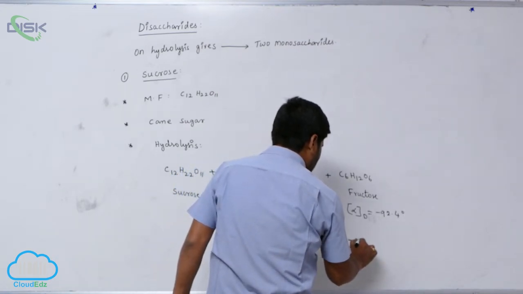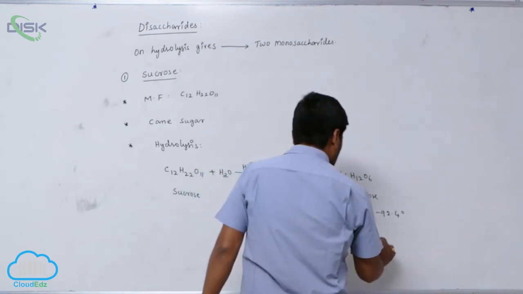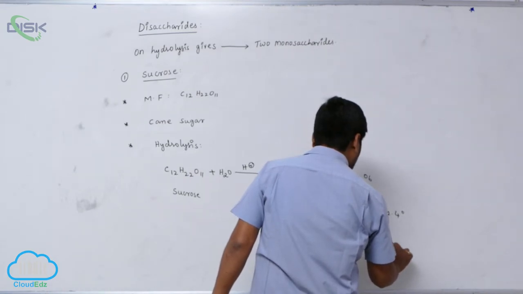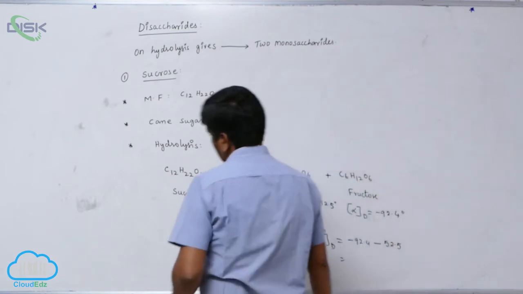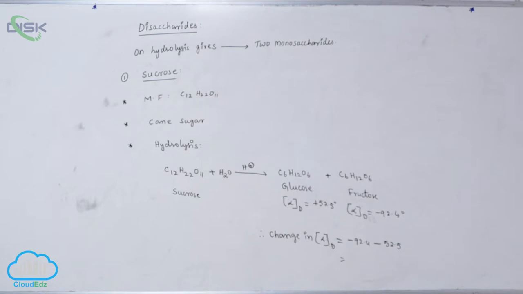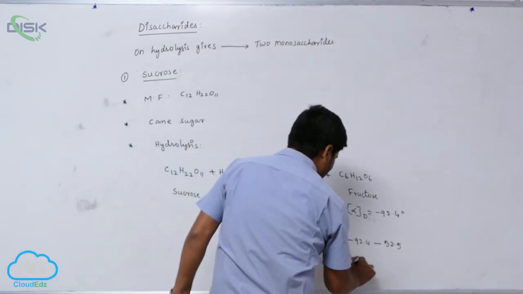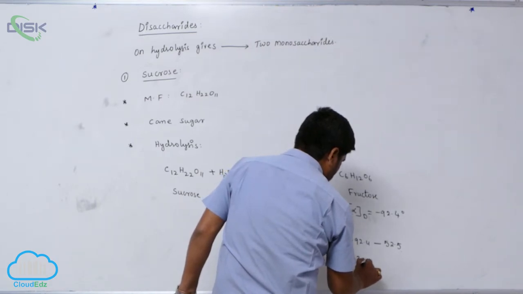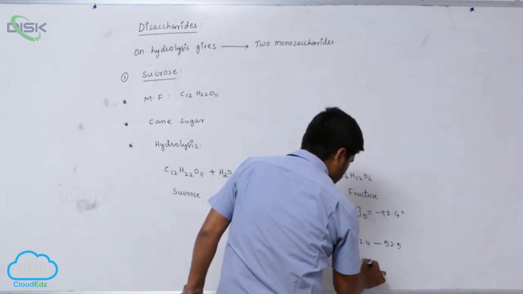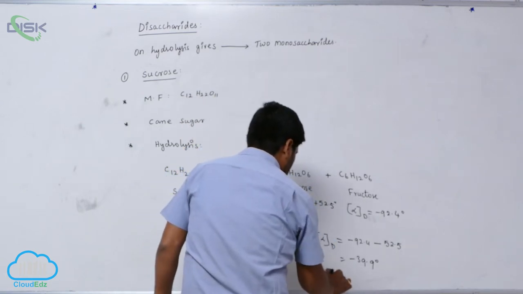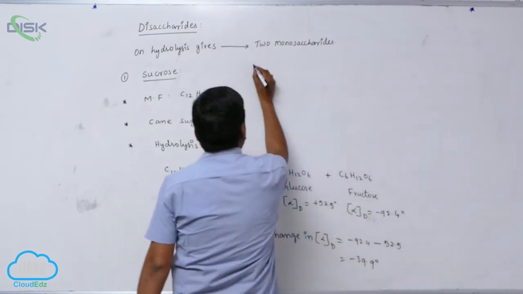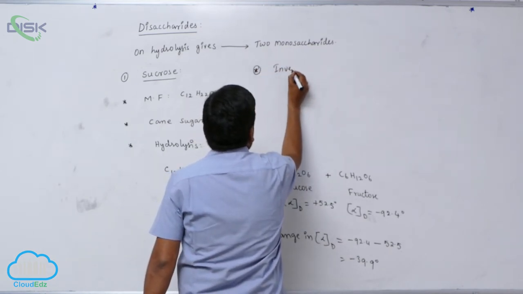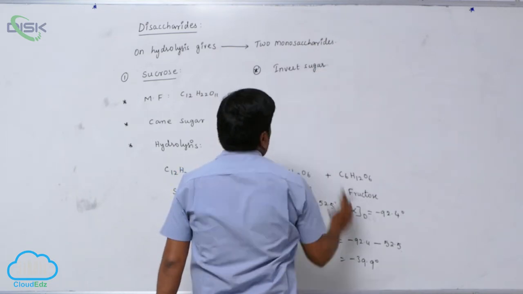Change in specific rotation equals minus 92.4 plus 52.4, approximately, it is how much? Minus 39.9 degrees. So that is the reason why this is known as invert sugar, because the configuration is inverted. It is known as invert sugar.